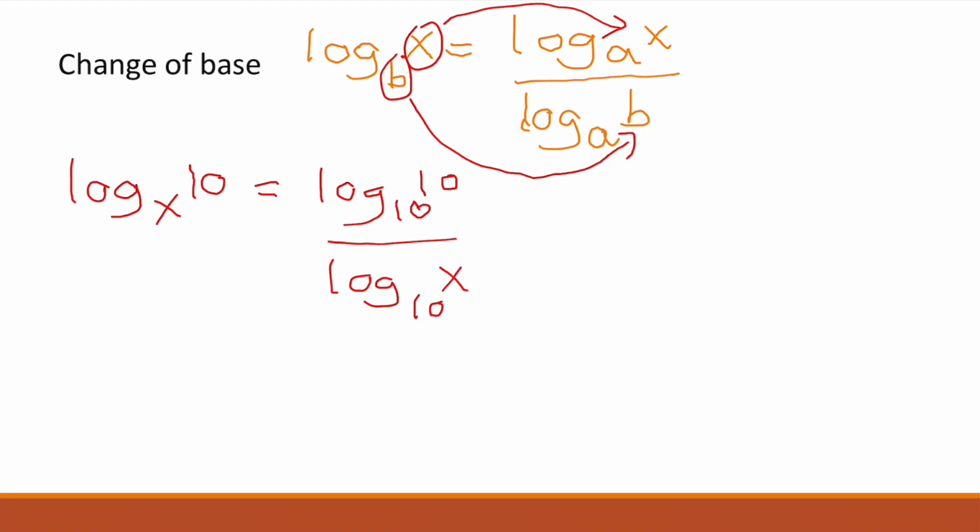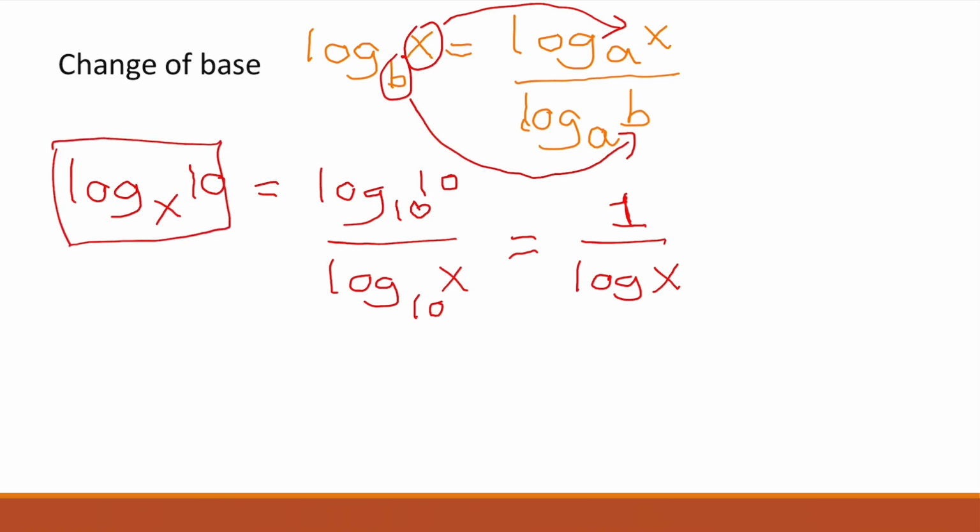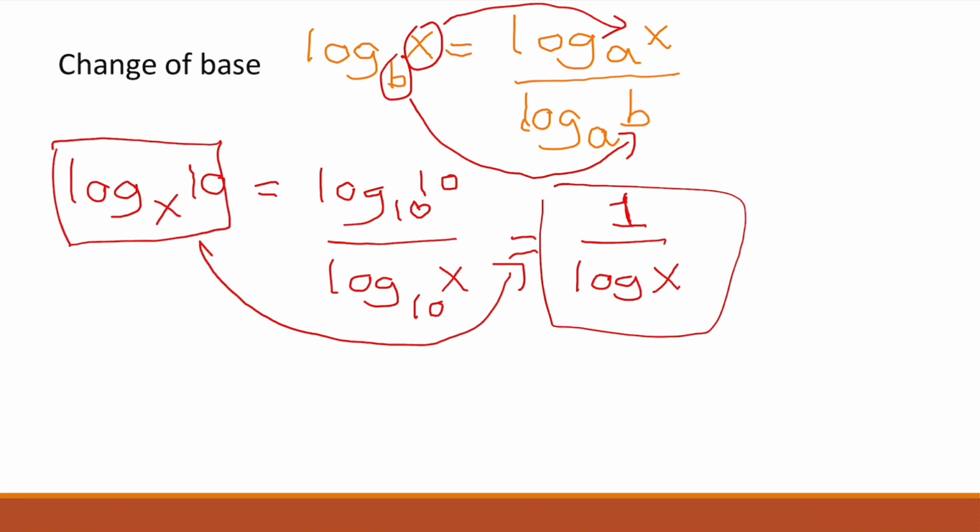Since we're allowed to choose any base, this means that log base 10 of 10 just evaluates to 1 and you get a log x at the bottom right here. So this guy right here, log base x of 10, is just 1 over log x. I'll give you one more example.